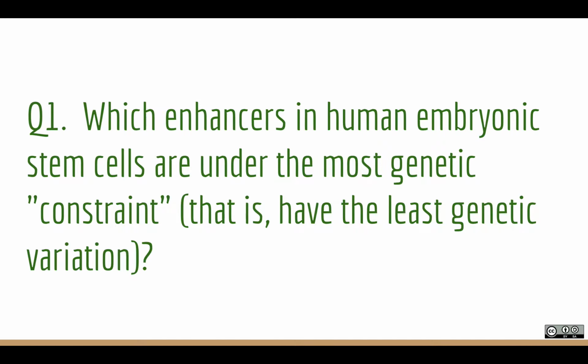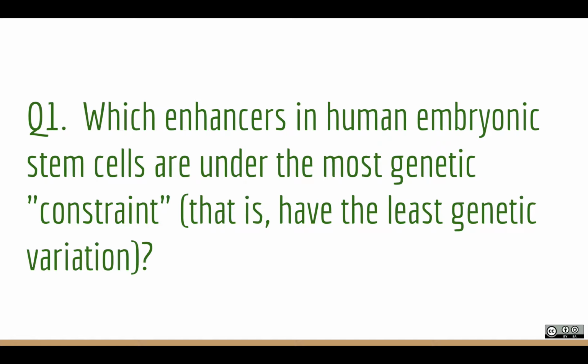What we're going to focus on today specifically is enhancers in human embryonic stem cells predicted by this program called Chrome. The thing we're going to ask is, for all the enhancers predicted to exist in human embryonic stem cells, which of those are under the greatest constraint? Constraint is a bit of a loaded term. What I mean here is have the least genetic variation, so they're arguably under purifying selection. If you have mutation or genetic variation in these enhancers, it perturbs their ability to regulate gene expression.